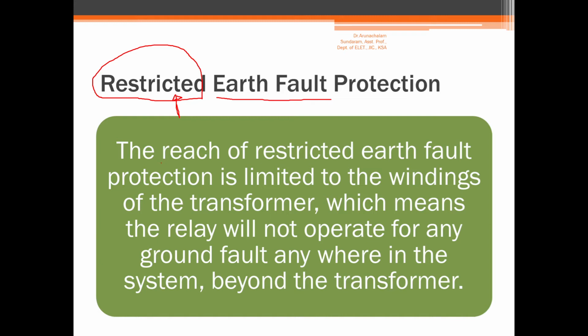That means the reach of the restricted earth fault protection is limited to the winding of the transformer. That means the zone of protection is clearly marked. If there is an earth fault outside the transformer, this scheme will not work. So this is a very useful scheme to protect a transformer from earth faults.